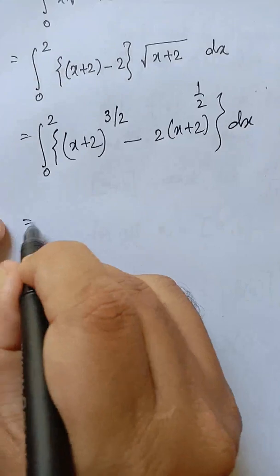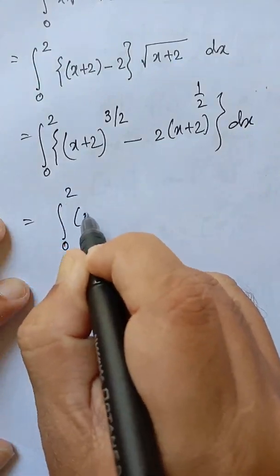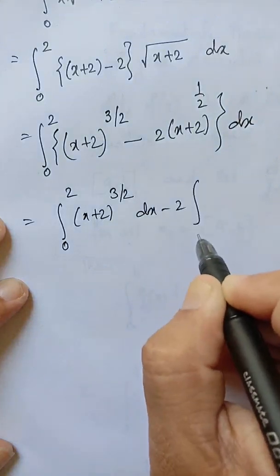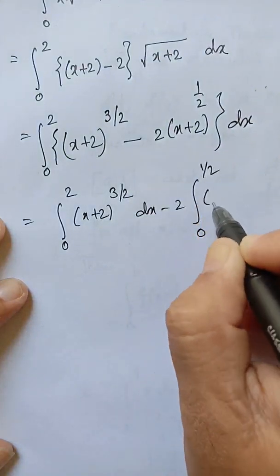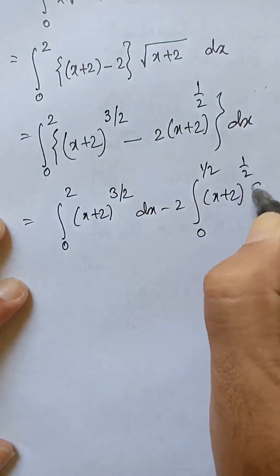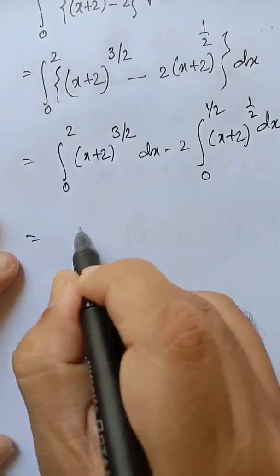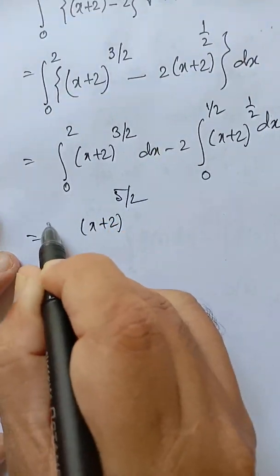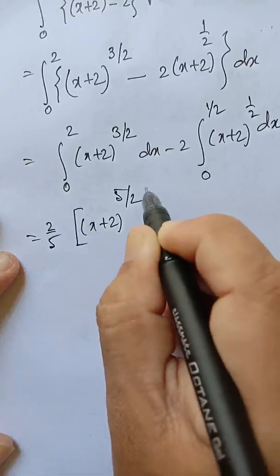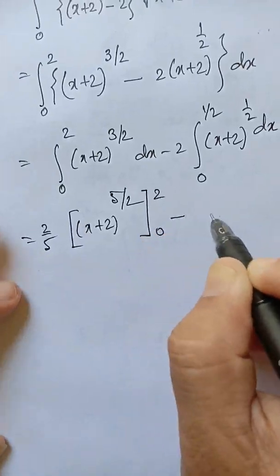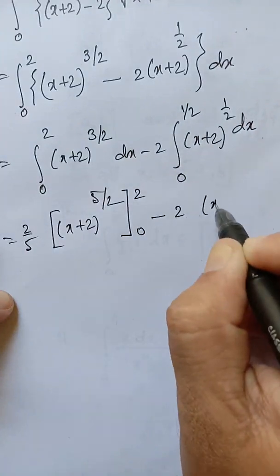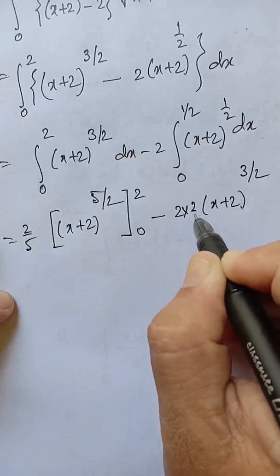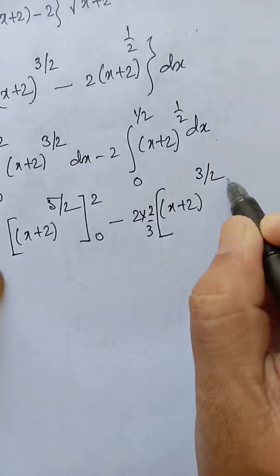Now 0 to 2 x plus 2 to the power 3 by 2 dx minus 2 into 0 to 2 x plus 2 to the power half dx. Now we will integrate. This will be x plus 2 to the power 5 by 2 by 5 by 2. So it will be 2 by 5 here, 0 to 2, minus 2 into integration of this, which will be x plus 2 to the power 3 by 2 by 3 by 2. So 2 by 3 will come here and the limit will be 0 to 2.